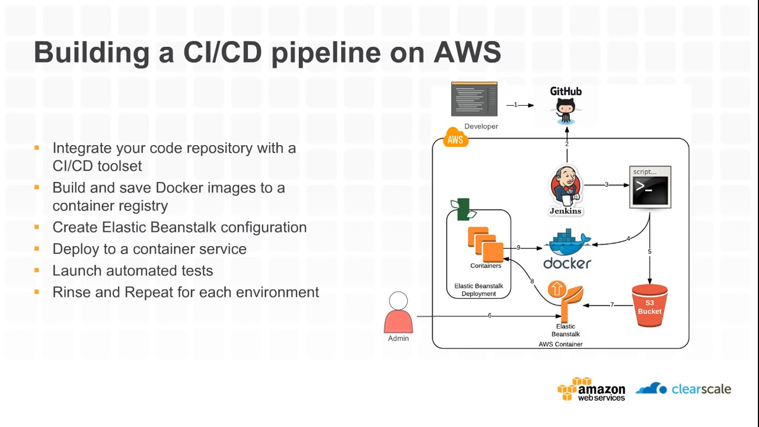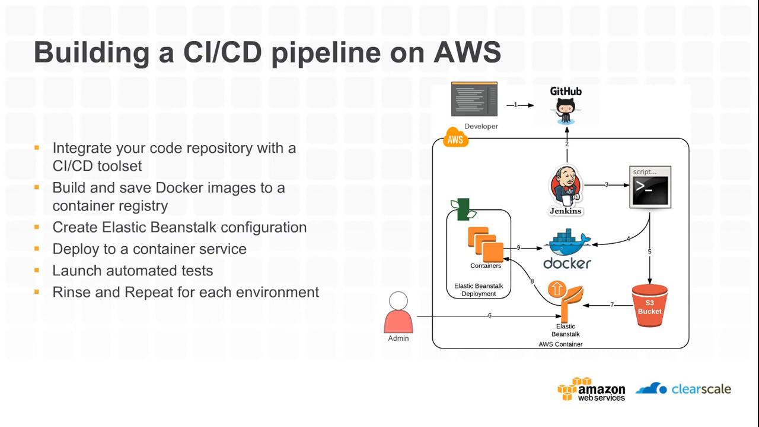So let's take a look at a general principle for getting this going, right? So there needs to be an integration between your code repository and whatever your CI/CD toolset is going to be, whether it's Jenkins or CodePipeline. That CI/CD toolset needs the ability to create a Docker image and upload that to your container registry, whether Docker Hub or EC2 Container Registry.